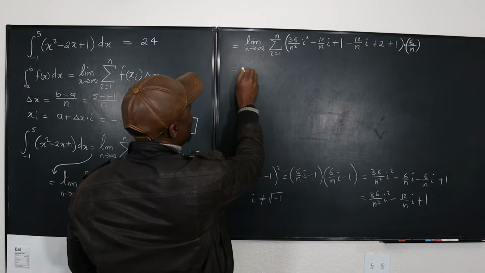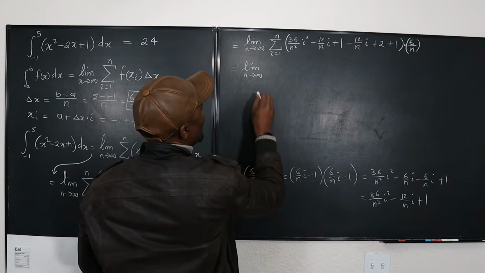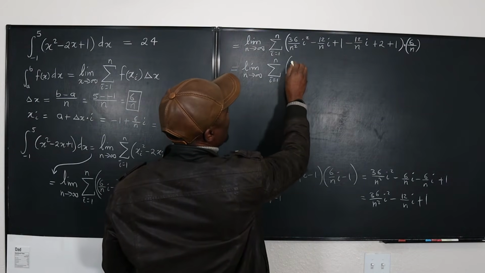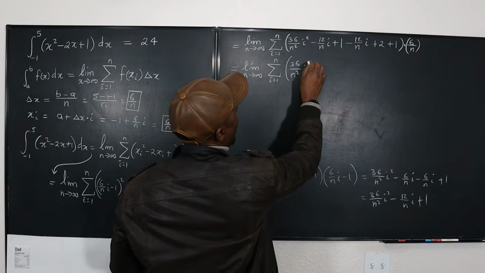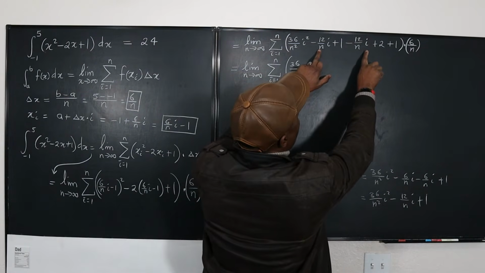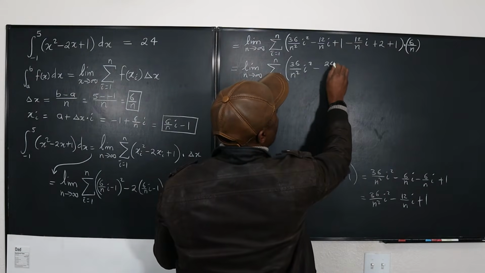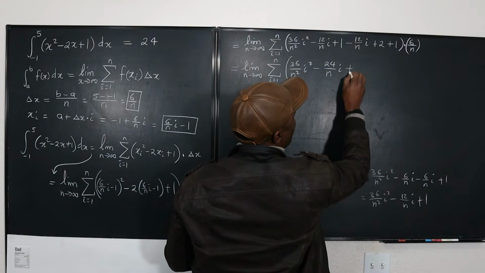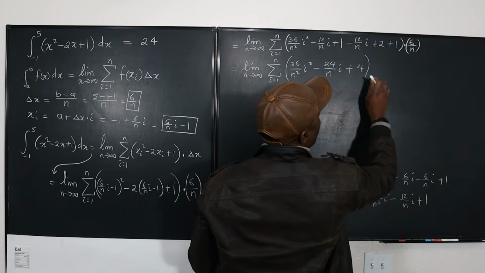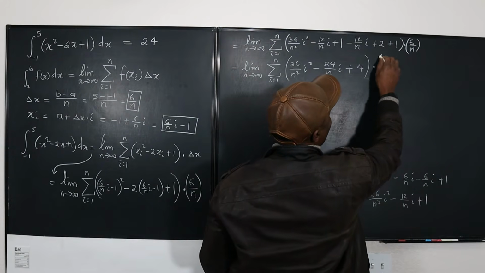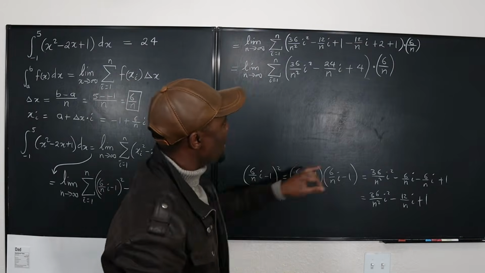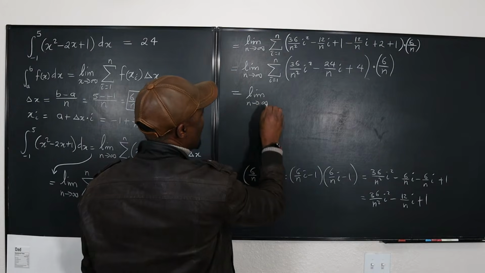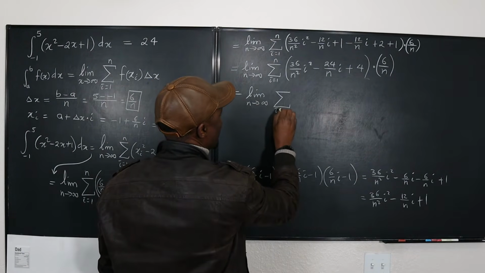Now let's clean up what's in the middle here. This is going to be the limit as n goes to infinity of the sum from i equals 1 to n of, well, this one is alone, so we still write 36 over n squared i squared. Now this and this look the same, they both have i, so it's minus 24 over n i. And then 1 plus 2 plus 1 gives us plus 4. Still multiplied by 6 over n. I think the next line is going to bring this 6 over n into each of the terms. So this is the limit as n goes to infinity of the sum from i equals 1 to n.